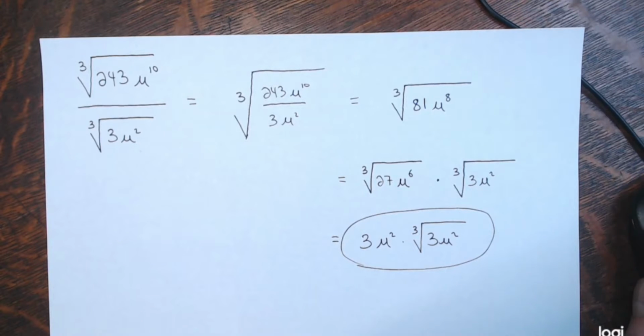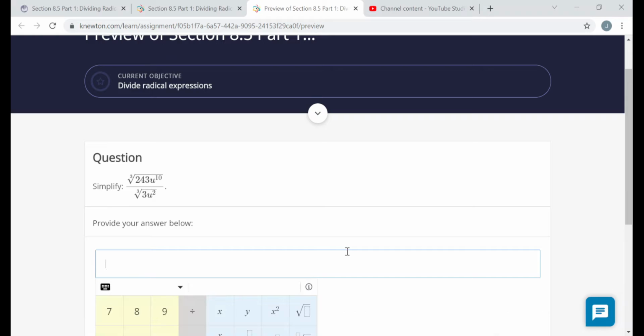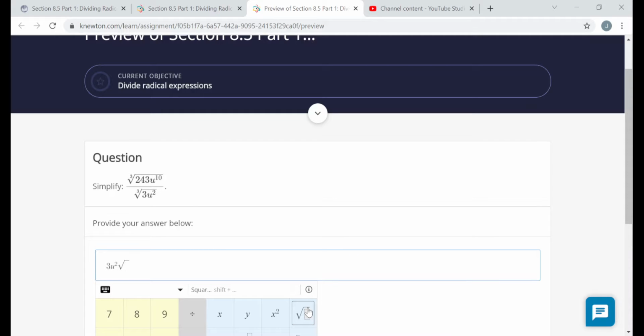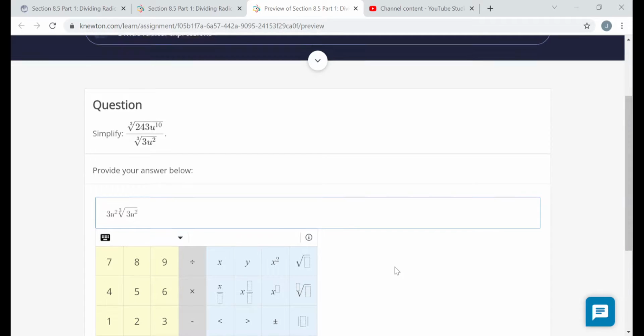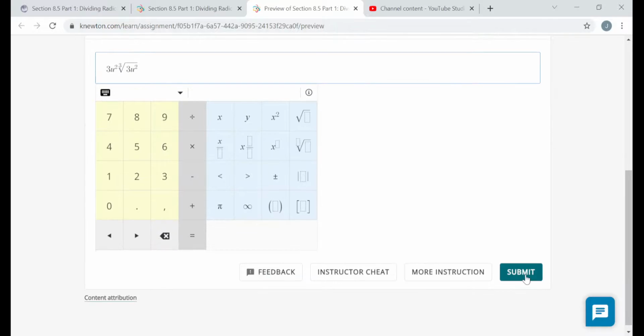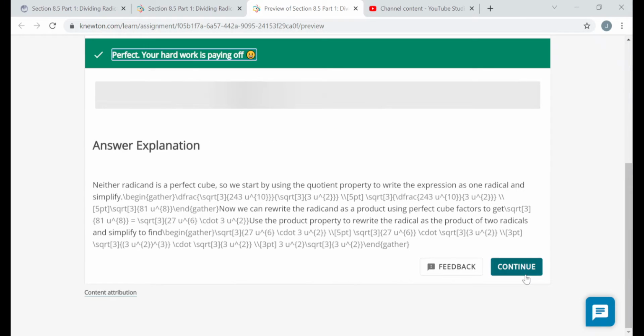Alright, but this is what I'm going to enter. So we had 3u squared times the cube root, my apologies, not square root, cube root of 3u squared. Make sure that last 3u squared is all underneath the cube root symbol, and this should be good.